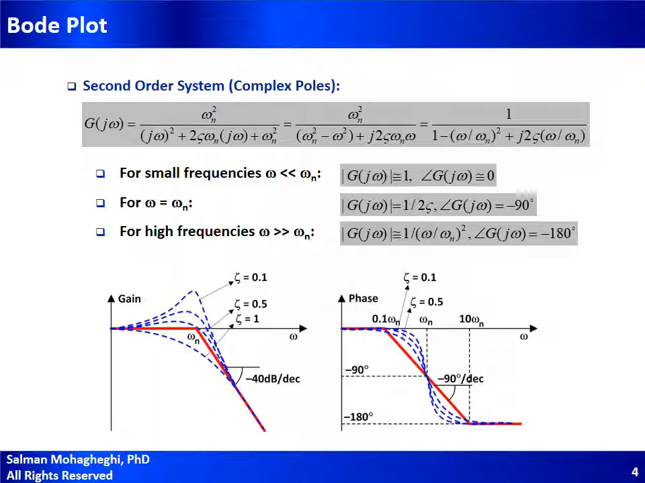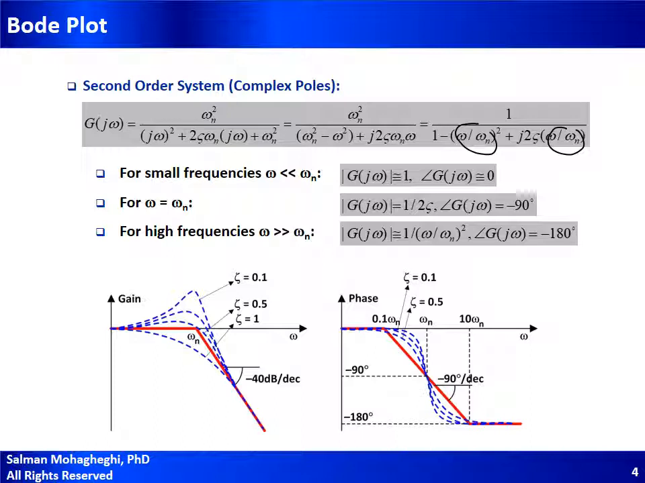For small frequencies, I can assume that this term here, omega divided by omega n, is almost 0. So the magnitude is going to be 1, meaning that 20 log of magnitude of g is going to be 0. The angle also is going to be 0, because if I can ignore this term and this term, it's as if I have a 1 divided by 1, so the angle is going to be 0.